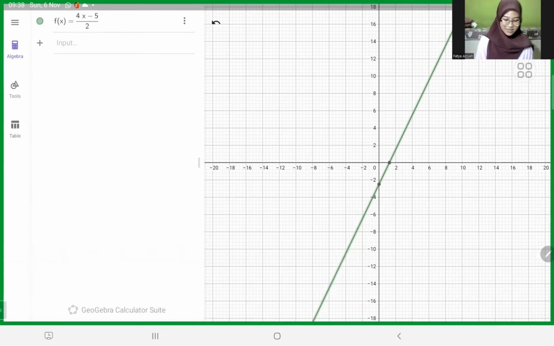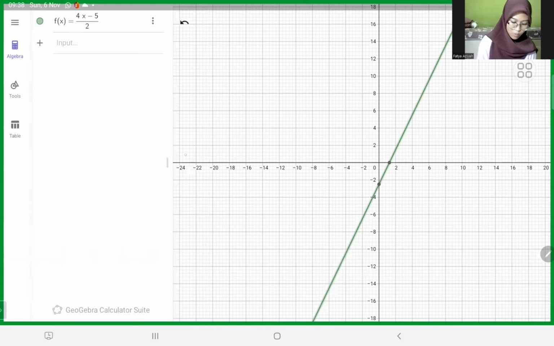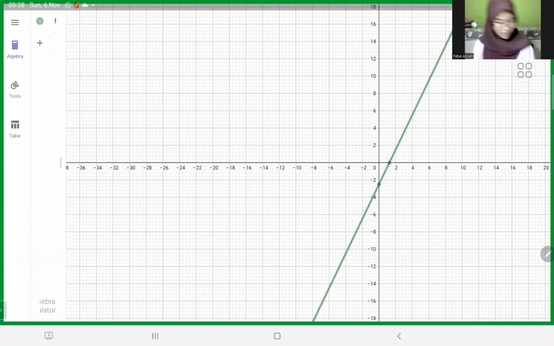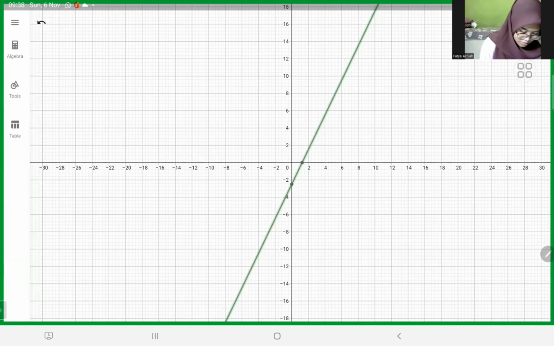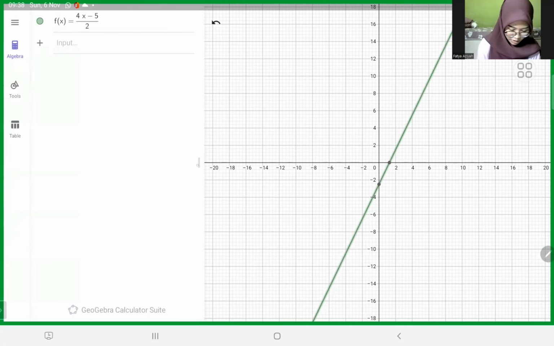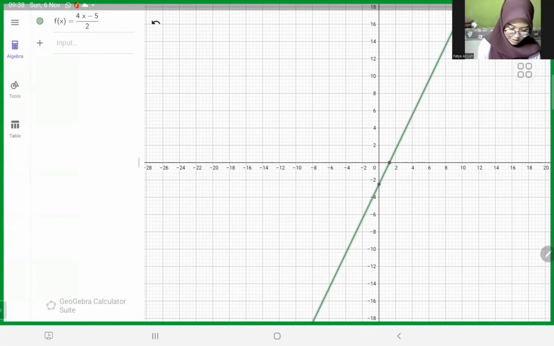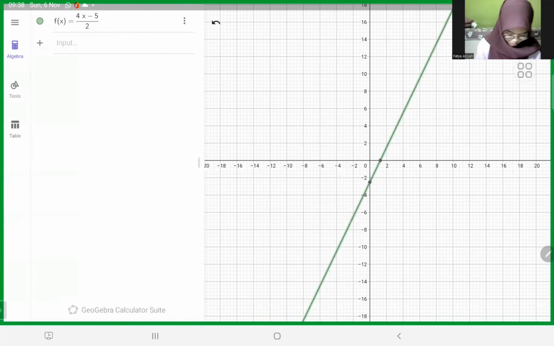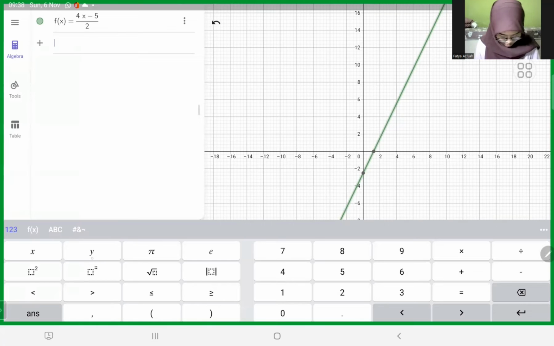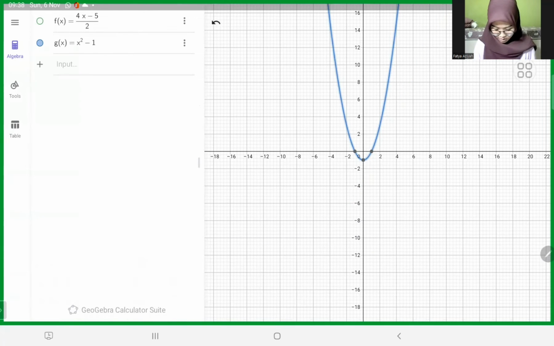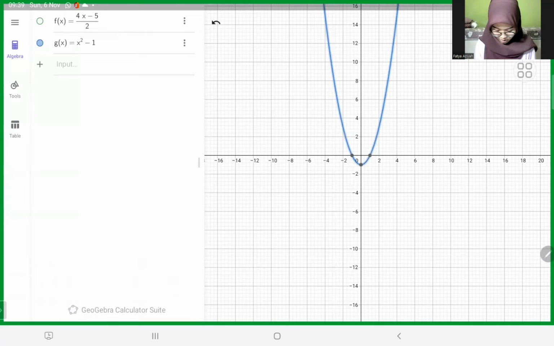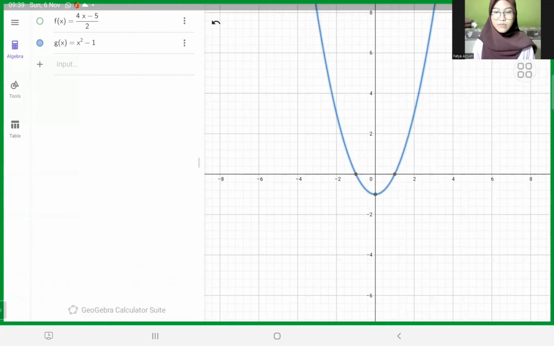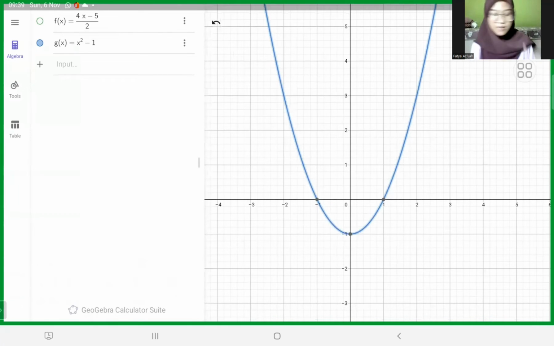It's really easy and pretty simple. It's so much simpler to make a graph. We can also draw any graph that we want. For example, we can input the square root of x minus 1, and we have this graph. We can zoom in and zoom out like this. And yes, it's so much simpler.